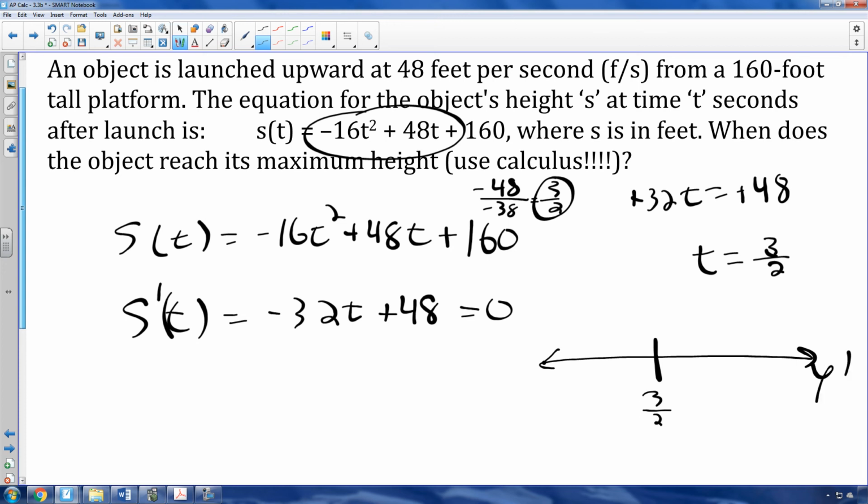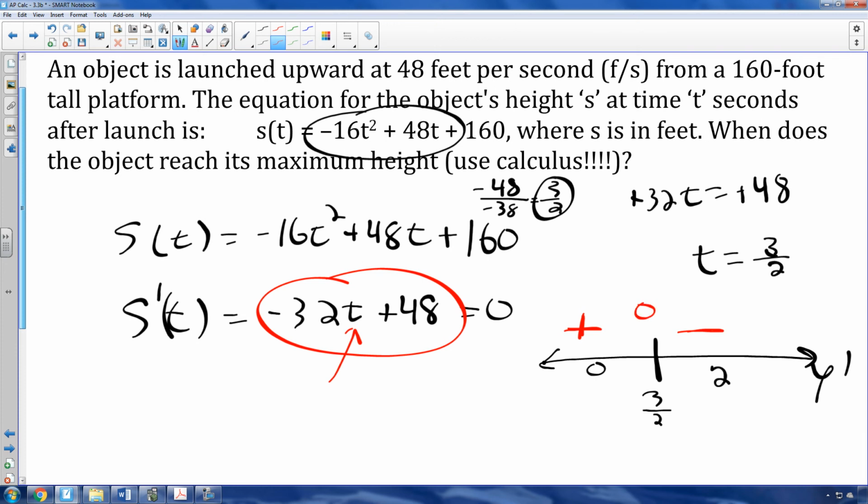This is y prime again. So just plug in a number that you like. Plug in 0 to the derivative. Plug in 2 to the derivative. So what's the derivative? Well, the derivative is this. When you plug in 0 to that, you get a positive. The object's moving up, sloping up. When you plug in 2, you get a negative. So you know that this is where the object's max is. This is where the object is going to be maxing out.